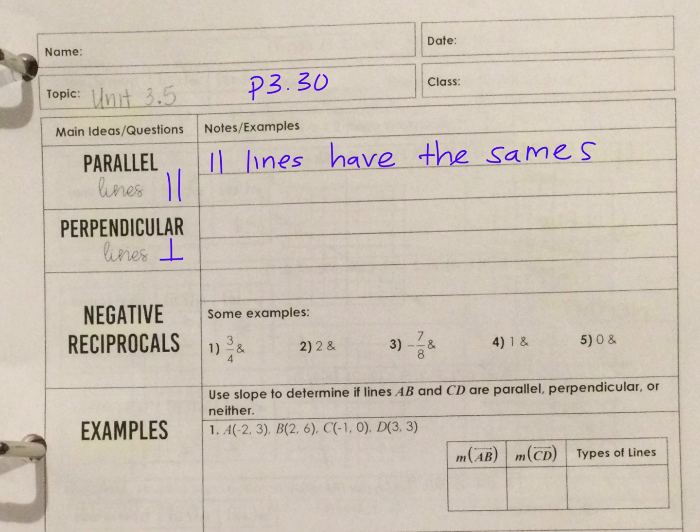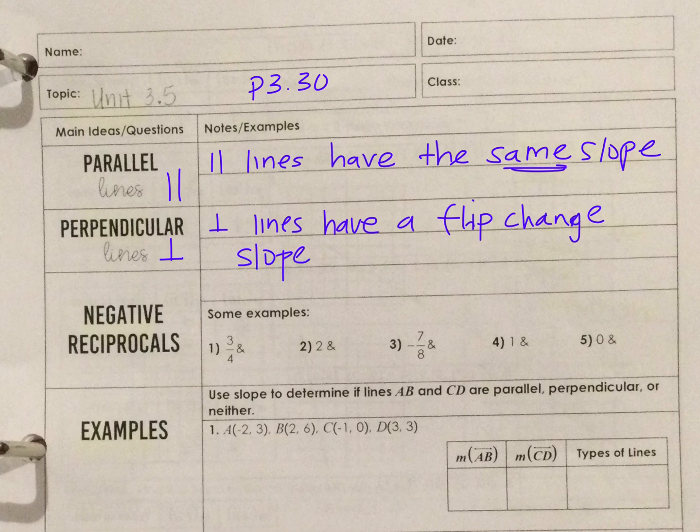Perpendicular lines have what we call a flip change slope. That's a flip change slope. All right, so we're going to practice our flip changes. Flip. Sorry, my pen is writing really bad today.